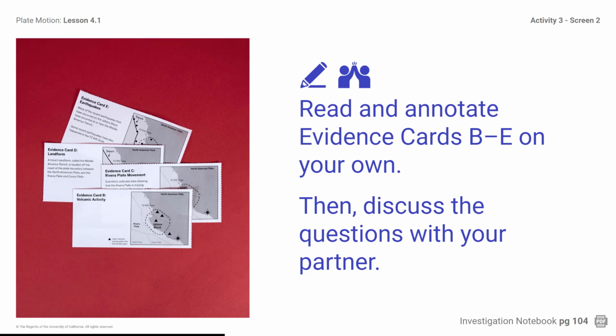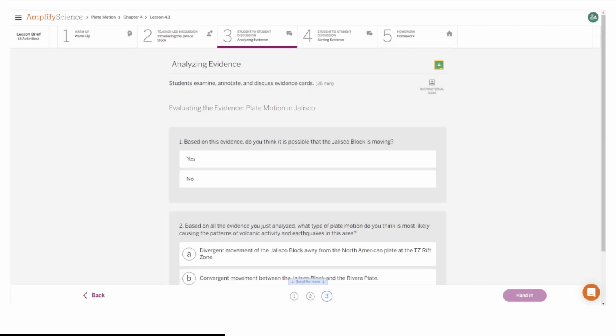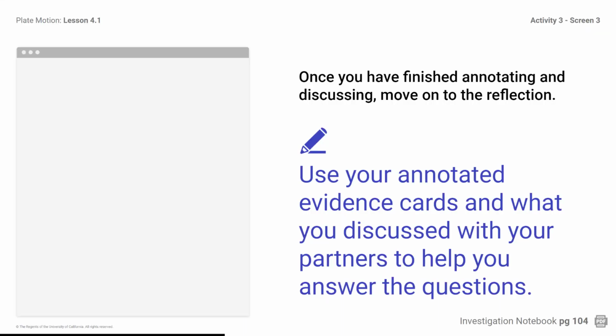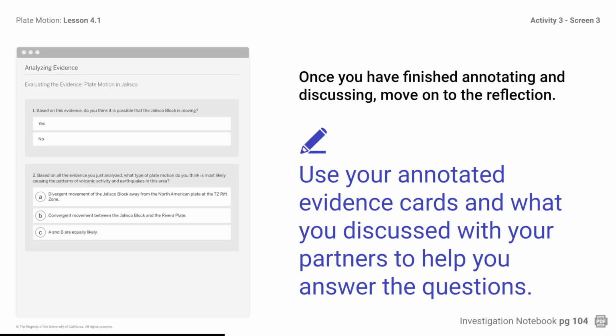Read and annotate evidence cards B through E on your own. Then discuss the questions with your partner. Here's what your student screen looks like for this part of the lesson. Once you've finished annotating and discussing, move on to the reflection. Use your annotated evidence cards and what you discuss with your partners to help you answer the questions. End of activity. Be sure to complete all your student work in Amplify for this activity before moving on.